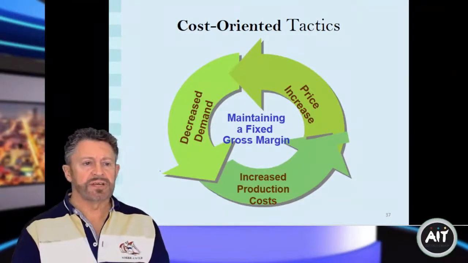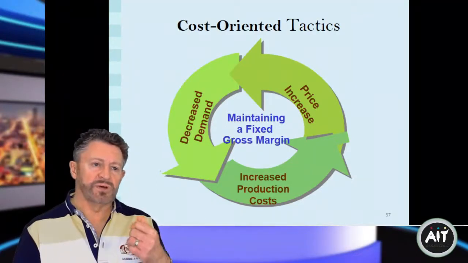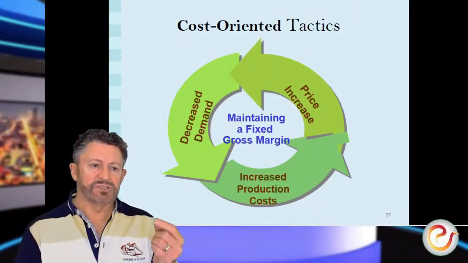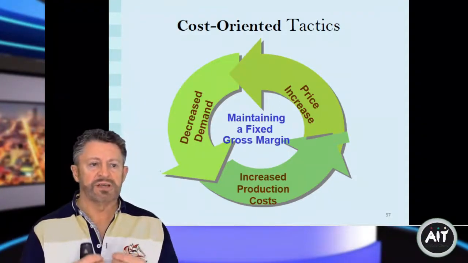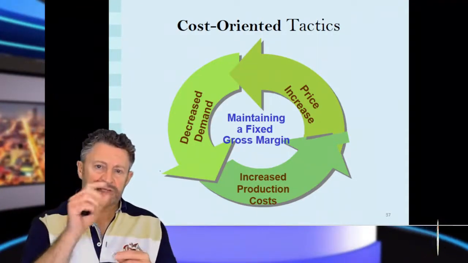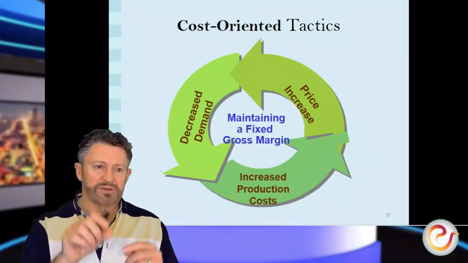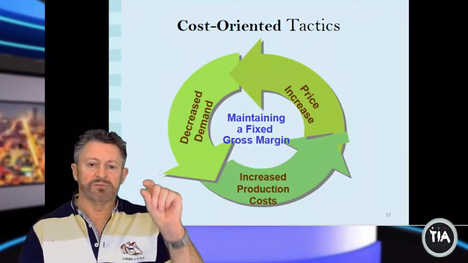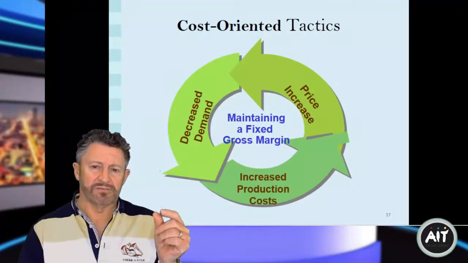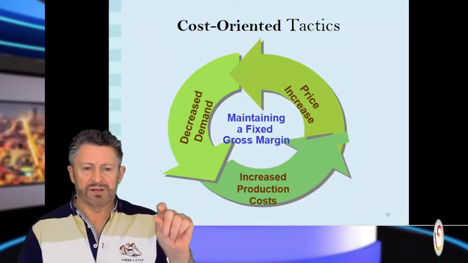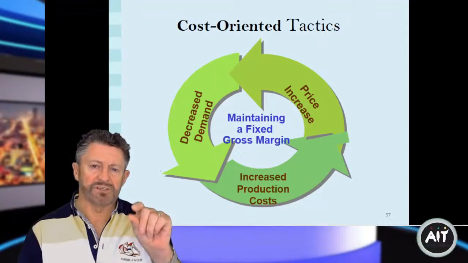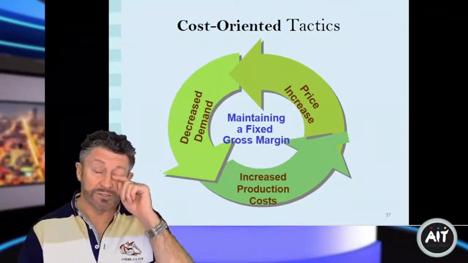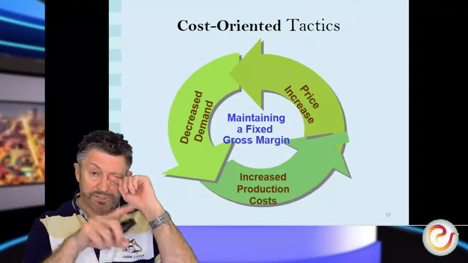So cost-oriented tactics: price increases lead to decreased demand, which then increases your production costs. It's a kind of a spiral. So maintaining a fixed gross margin, if you want to continuously make the same profit, and if you increase your prices, there will be a drop-off. Elasticity of price and demand, and as a consequence, you're reducing your production levels because the demand has dropped off. Therefore, the unit cost increases. That's what essentially this means.